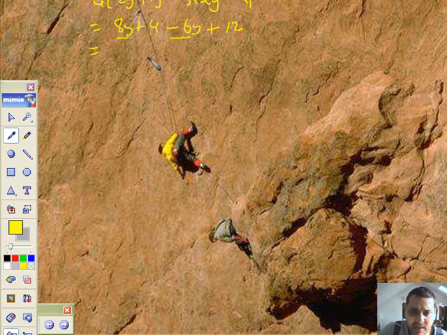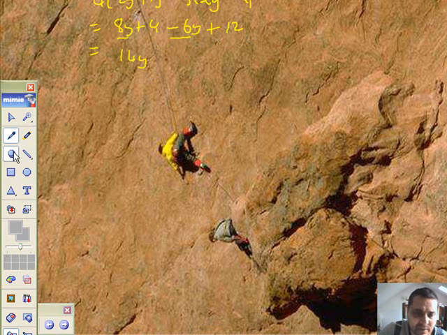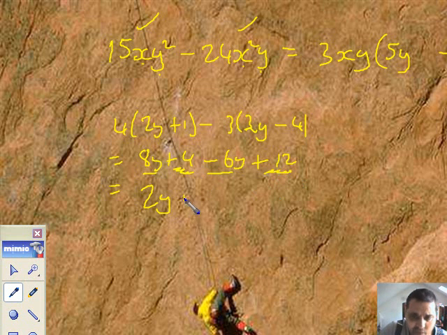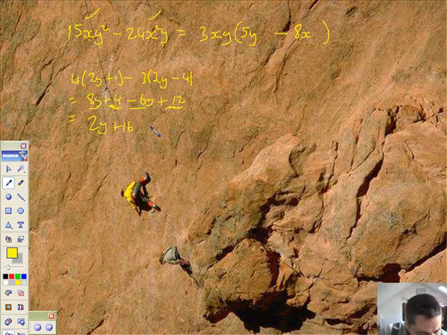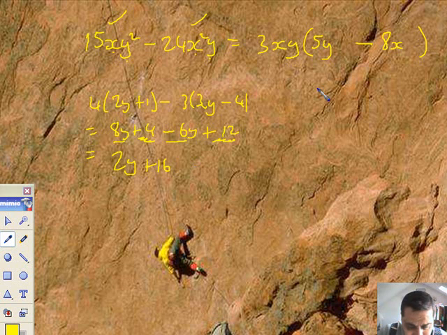Simplifying. 8 plus 6, 14 y's, 4 plus 12. So it's a minus, isn't it? Oh, sorry. Slow down. 8y minus 6y is 2y, and 4 plus 12 is plus 16. That'll do. Check, check. Yes, good enough. Right, that's the last one done. Question 7's too easy. I think I'll do 8c.